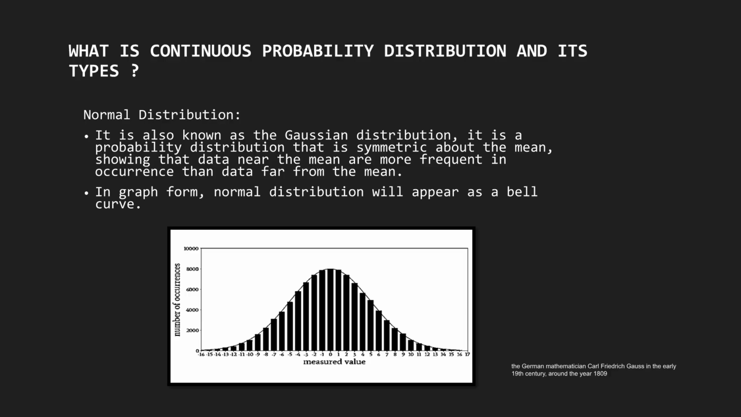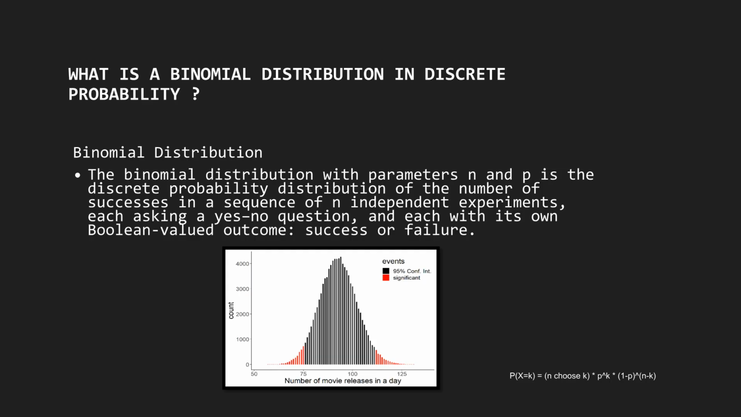This concept was developed by Carl Friedrich Gauss in the early 19th century. The binomial distribution is a discrete probability distribution. It models the number of successes in a sequence of independent experiments, each with a binary outcome, success or failure. The formula for its probability is also shown.